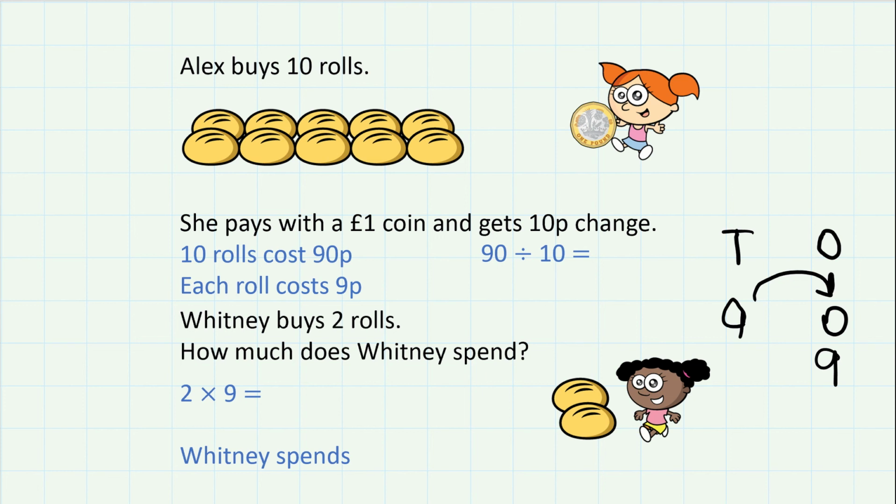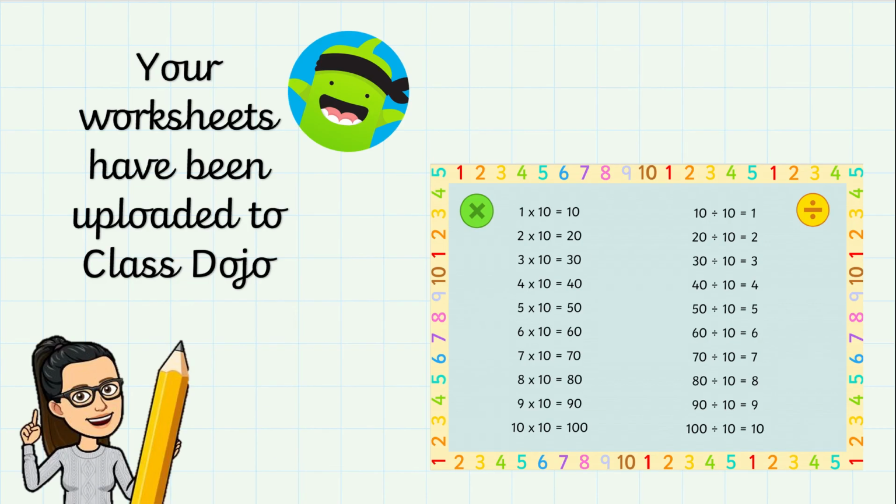Okay, Whitney buys 2 rolls. How much does Whitney spend? Now we've done our 2 times table, so this should be nice and easy for you. 2 times 9 is 18. So Whitney spends 18p. Well done, everyone.